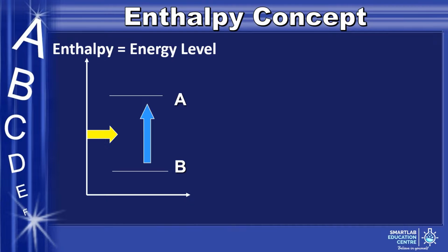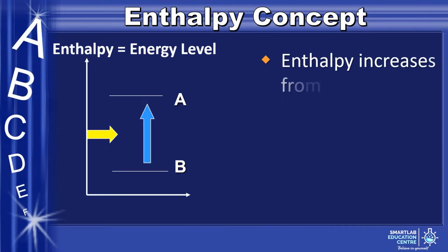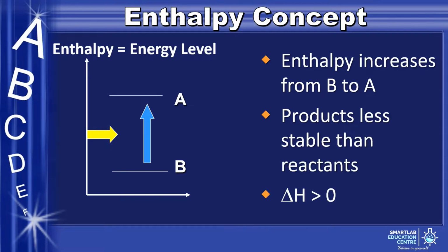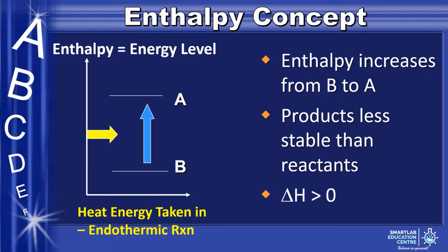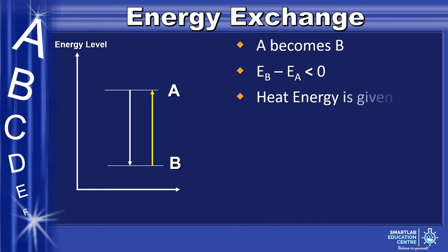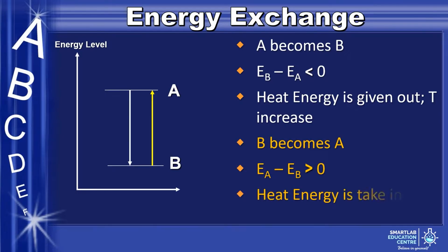On the other hand, when the enthalpy increases from B to A, the products are less stable than the reactants, and hence the enthalpy change is more than zero. Since heat energy is taken in, it is an endothermic reaction. Therefore, when A becomes B, since heat energy is given out, the temperature increases. On the other hand, when B becomes A, when heat energy is taken in, the temperature decreases.